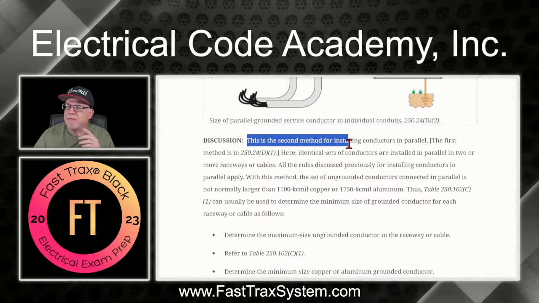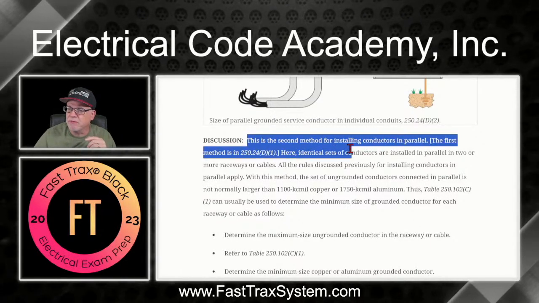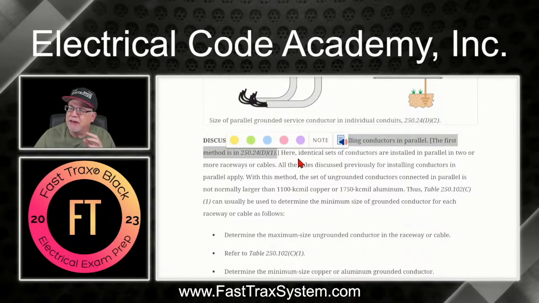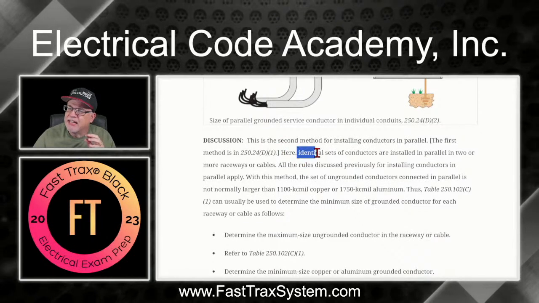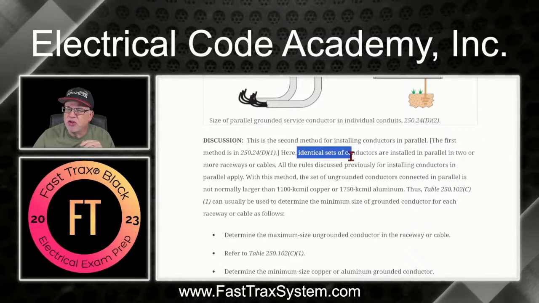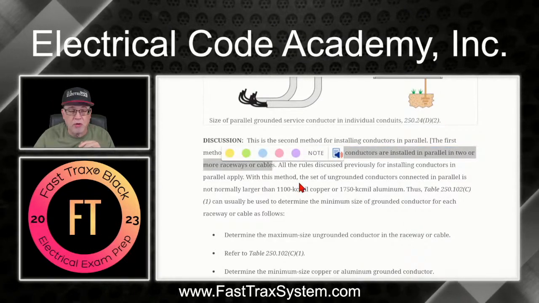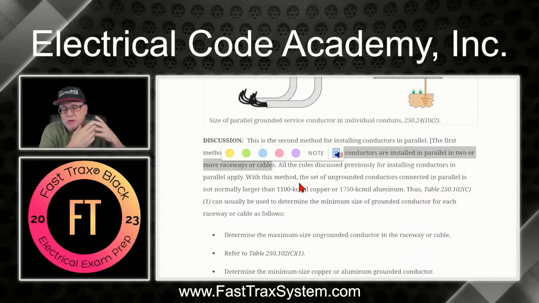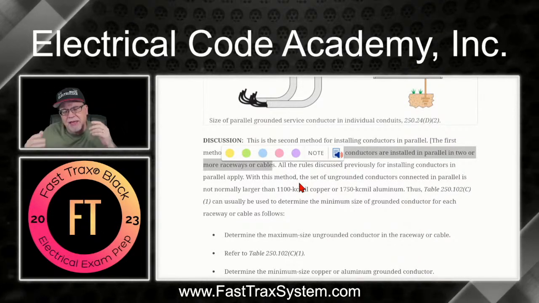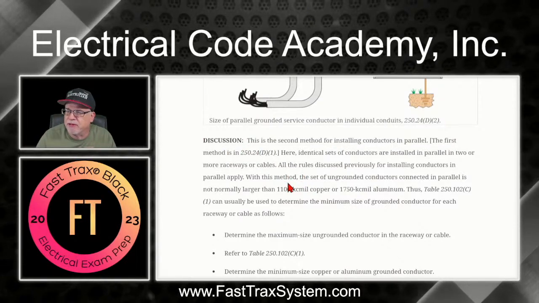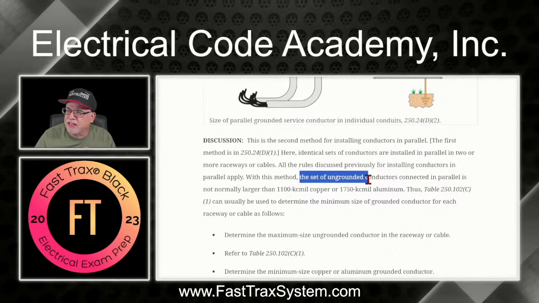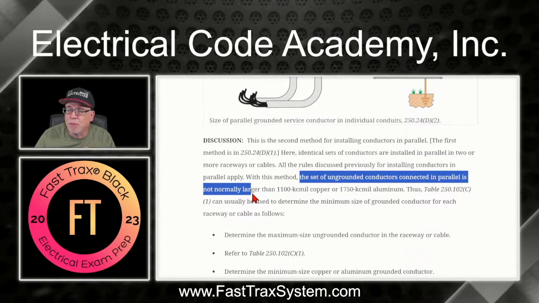This is the second method of installing conductors in parallel. The first method was D1, which was where everything was in one raceway. We already covered that. Here, identical sets of conductors are installed in parallel in 2 or more raceways or cables. So it's the same example that we did in D1 in the previous video, but now it's just breaking them up and putting them in 2 separate raceways. No different, okay?